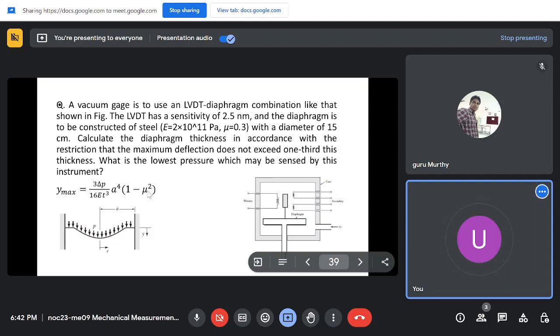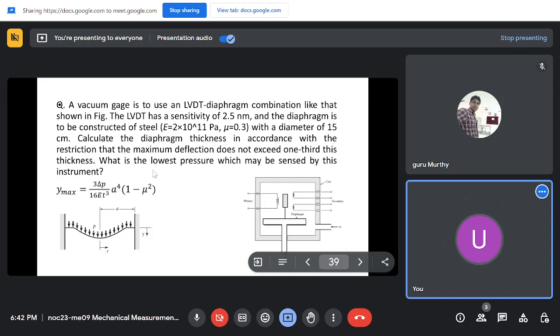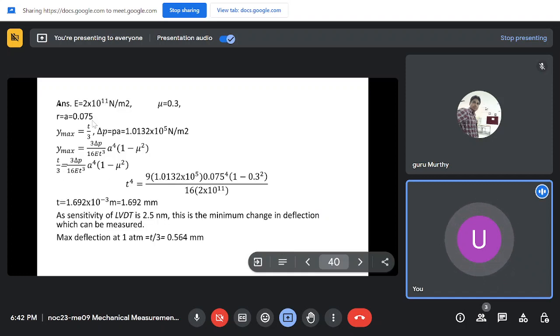So we have to design such that this does not exceed 1/3 of the thickness. So that's the question. We'll see how to solve this. We know the modulus of elasticity is 2 into 10 power 11 Newton per meter square. Then we know the Poisson's ratio is 0.3. We know the radius of the diaphragm, or A in the equation, is 0.075.